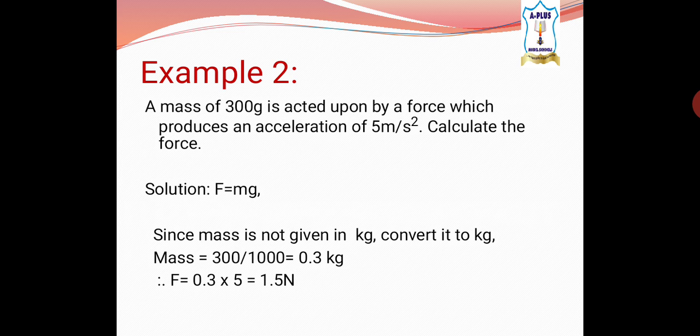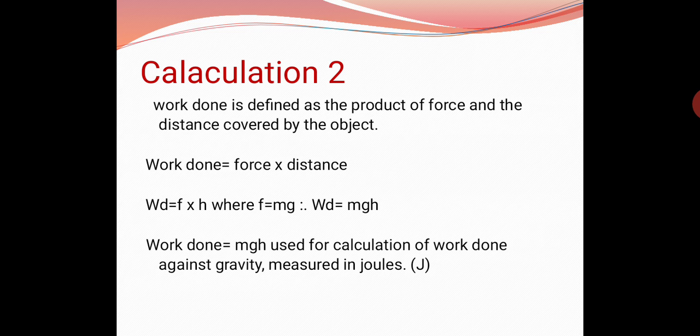We all know that our force F is equal to mg, where m is our mass, which we have as 0.3 kg, and g is acceleration due to gravity, which is 5. 0.3 times 5 will give us 1.5 Newton. I think that too is well taken. That is the first formula, the first calculation. Now, let's check the work done calculation too.